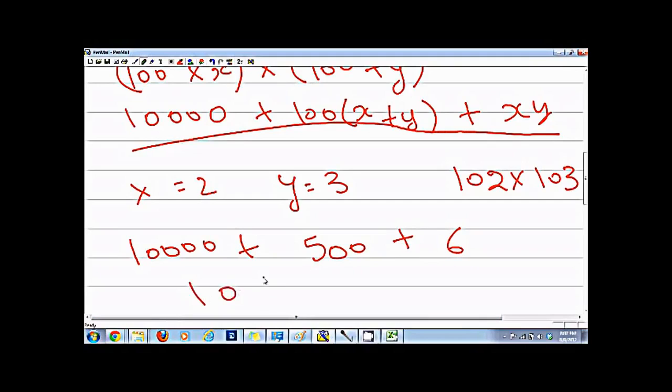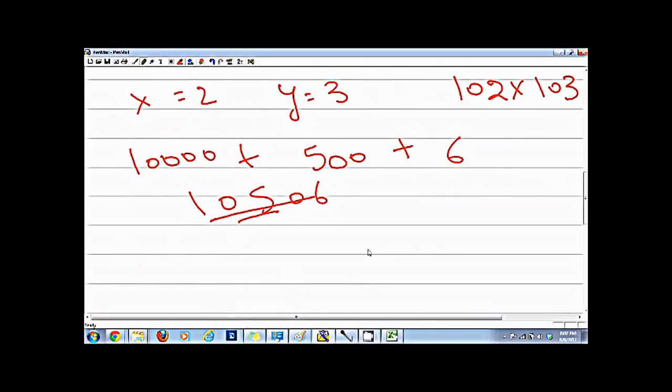So the answer will be 10506. I hope this tutorial will help, and you can use these tricks for your exams to go quickly through the math, and good luck with your exams.